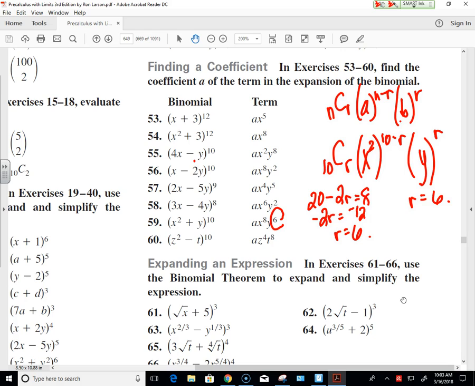So to solve for this one, all you have to do is 10c6, x squared to the 10 minus 6, 4. X squared to the 4th is x to the 8th, y to the 6. Is that good? I forget who asked it. Is that good? Okay. And then our last one's number 89.